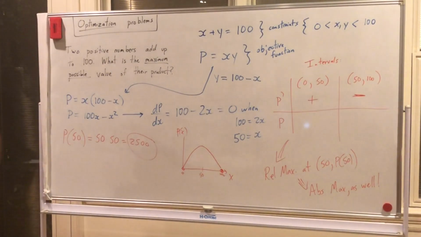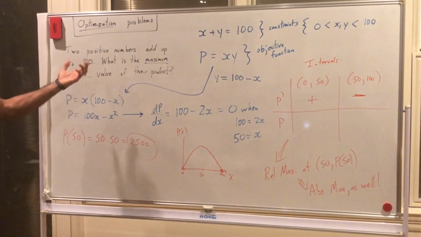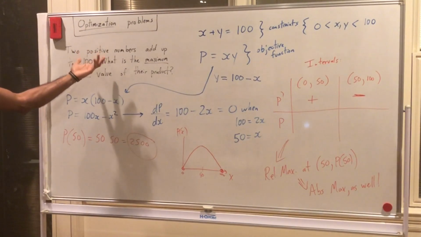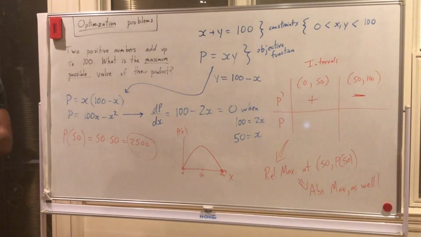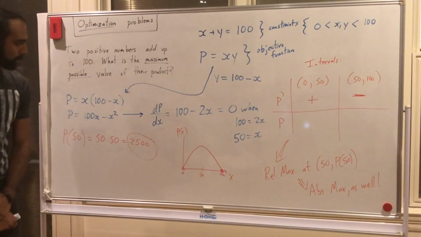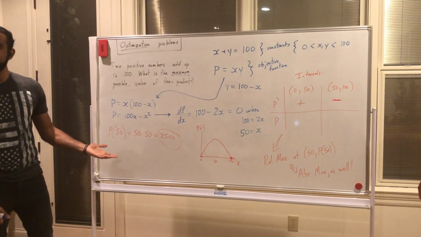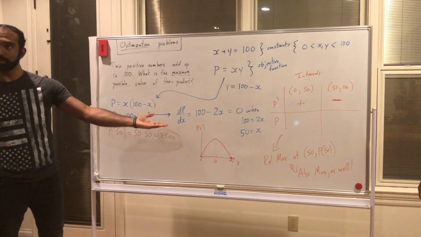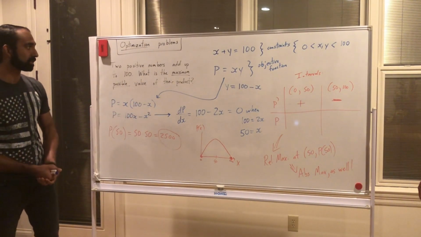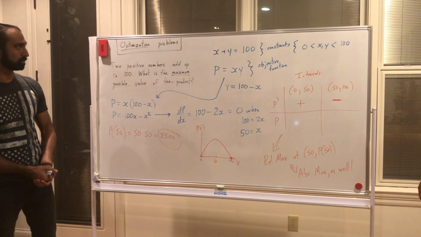Which makes some intuitive sense, right? If you want to maximize the product of two positive numbers between 0 and 100, have them both be the same, right in the middle. So again, this was a word problem, but we made it into a graphical problem using the tools we've been discussing. Cool. Any questions?